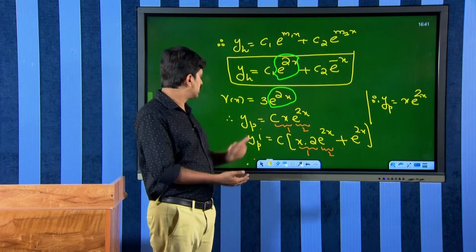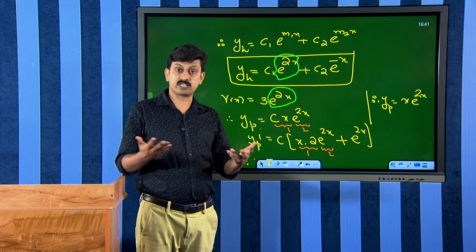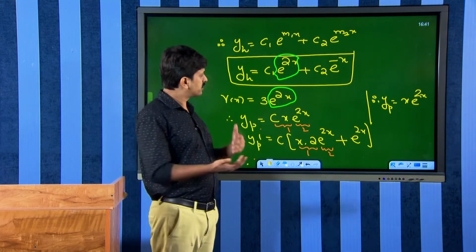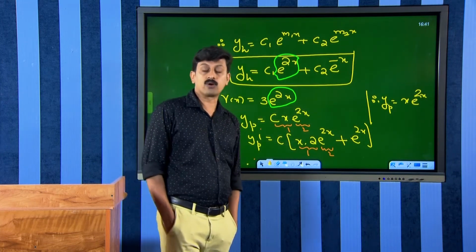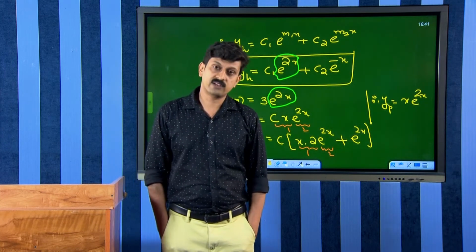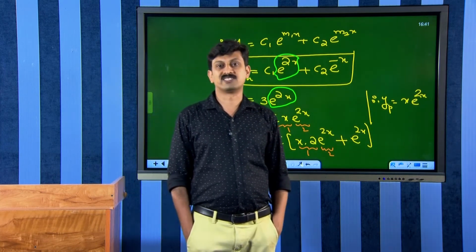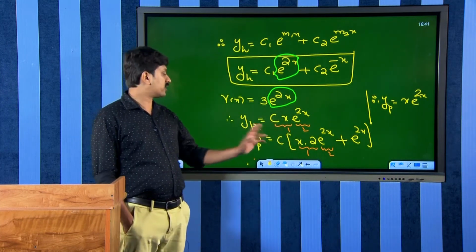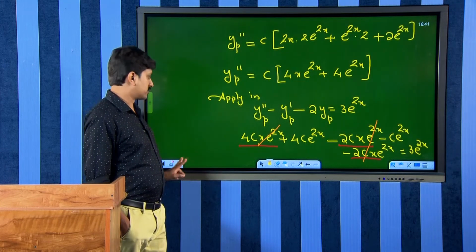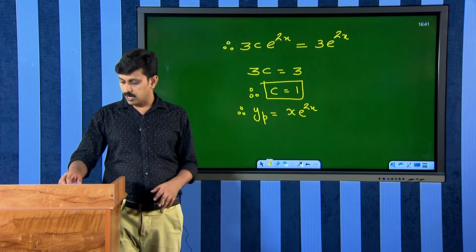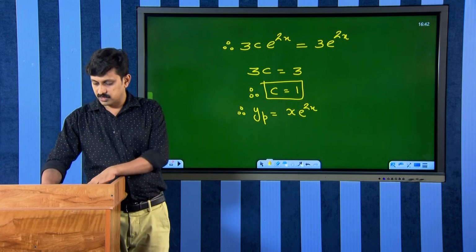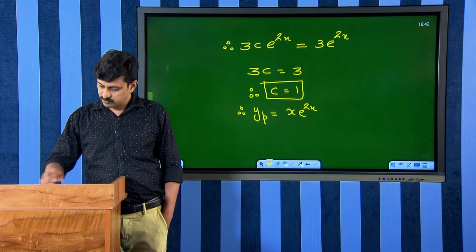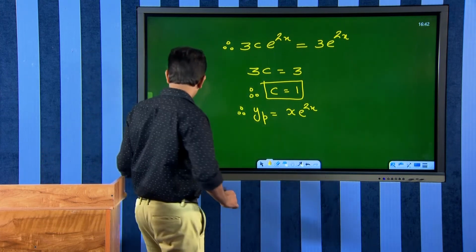In that case, yp is equal to c x square e raised to 2x, and we will find yp dash and yp double dash. Then we just apply them to the given non-homogeneous differential equation. Definitely we will get the value of c, so we will get the particular solution for the corresponding differential equation. You can find many questions in the literature. I would like to give you one more question.